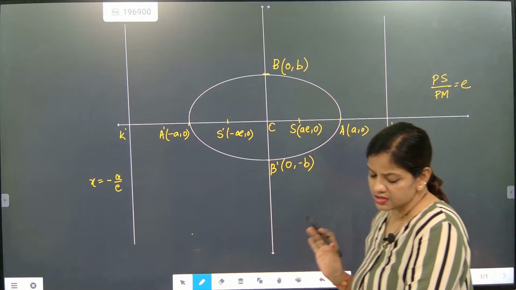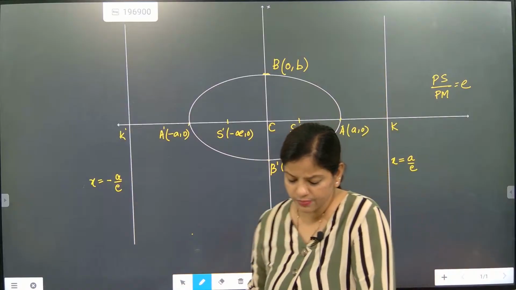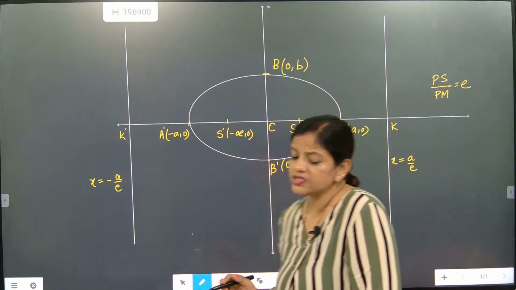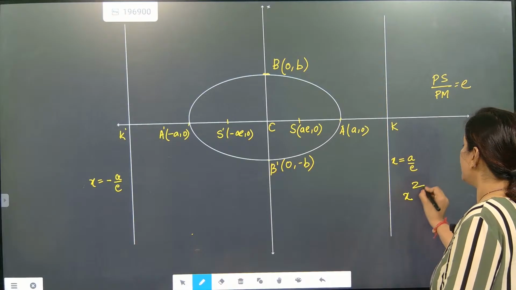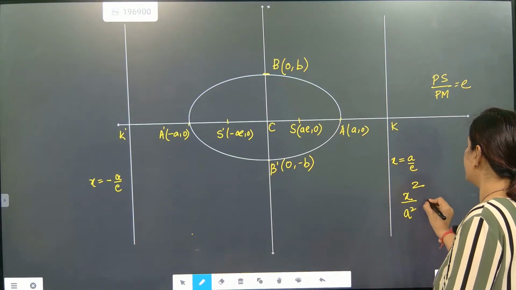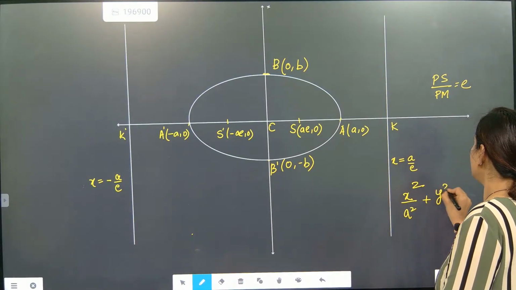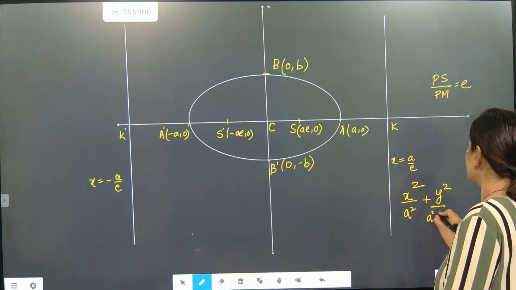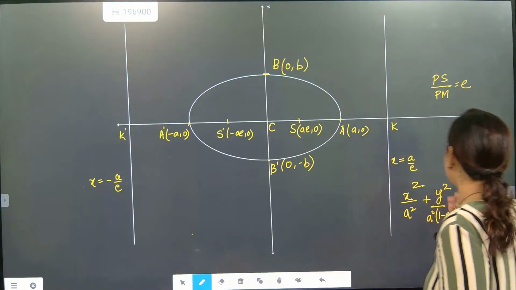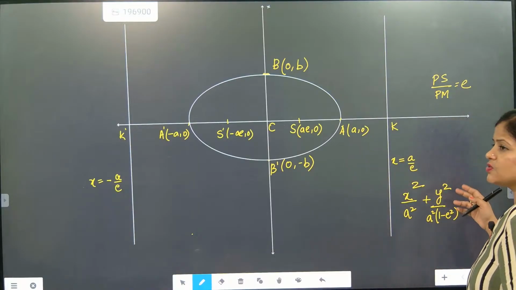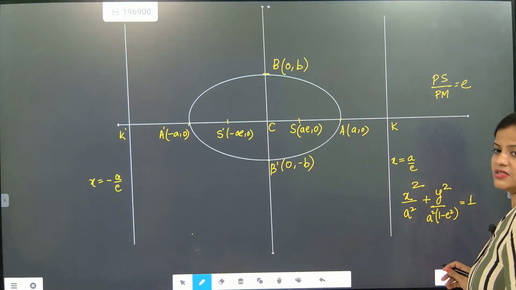So these are some things which are important for the ellipse. What is the general equation of the ellipse? The general equation of the ellipse is x square by a square plus y square by a square into 1 minus e square is equal to 1. What is the general equation? x square by a square plus y square by a square into 1 minus e square.